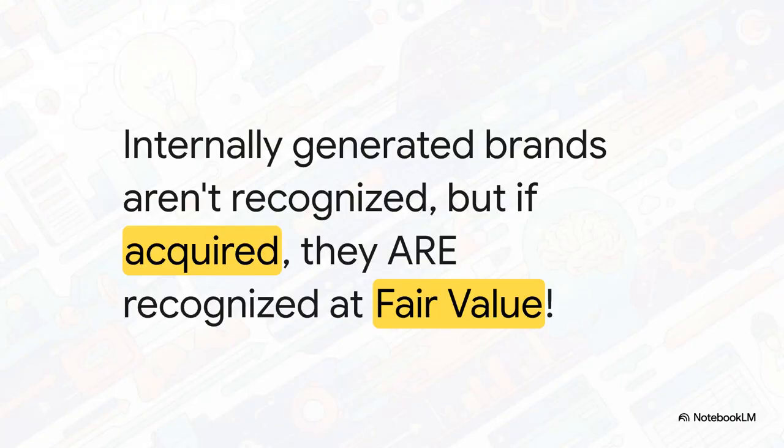Remember our Zomato example from earlier? Zomato cannot put its own homegrown brand name on its balance sheet. Why? Because it was internally generated and there's no reliable cost that can be strictly measured just for the brand itself. But if a larger group, let's say Tata, comes in and acquires Zomato, Tata is paying a hard, tangible purchase price. Because there's now a definitive cost attached to that transaction, the acquiring company absolutely will recognize that brand name on the consolidated balance sheet at its fair value. It is the exact same brand, but you get a totally different accounting outcome based entirely on how it was acquired.